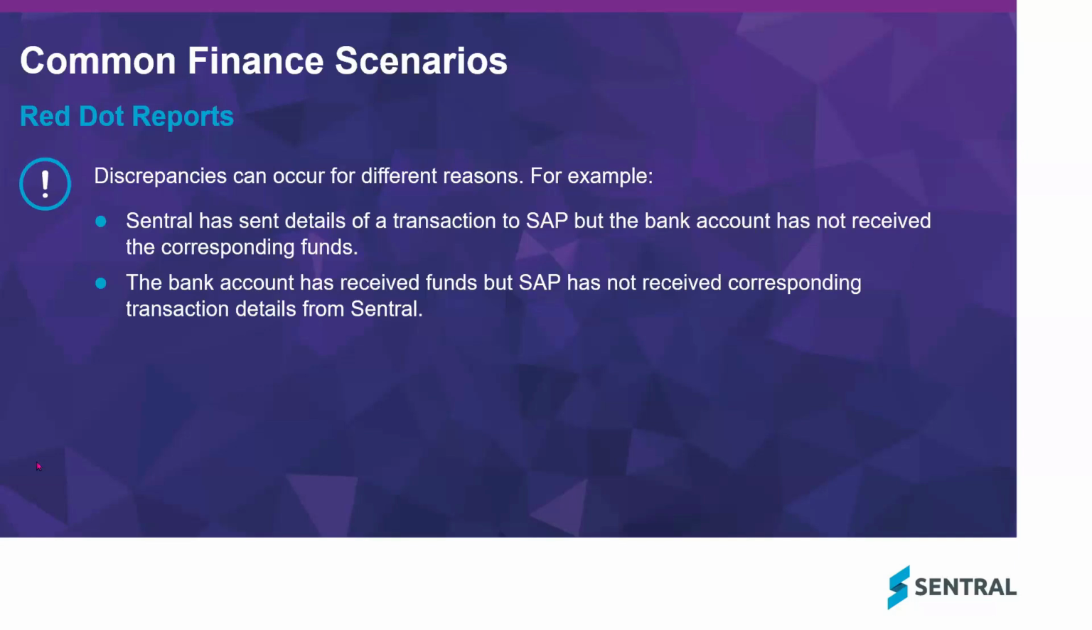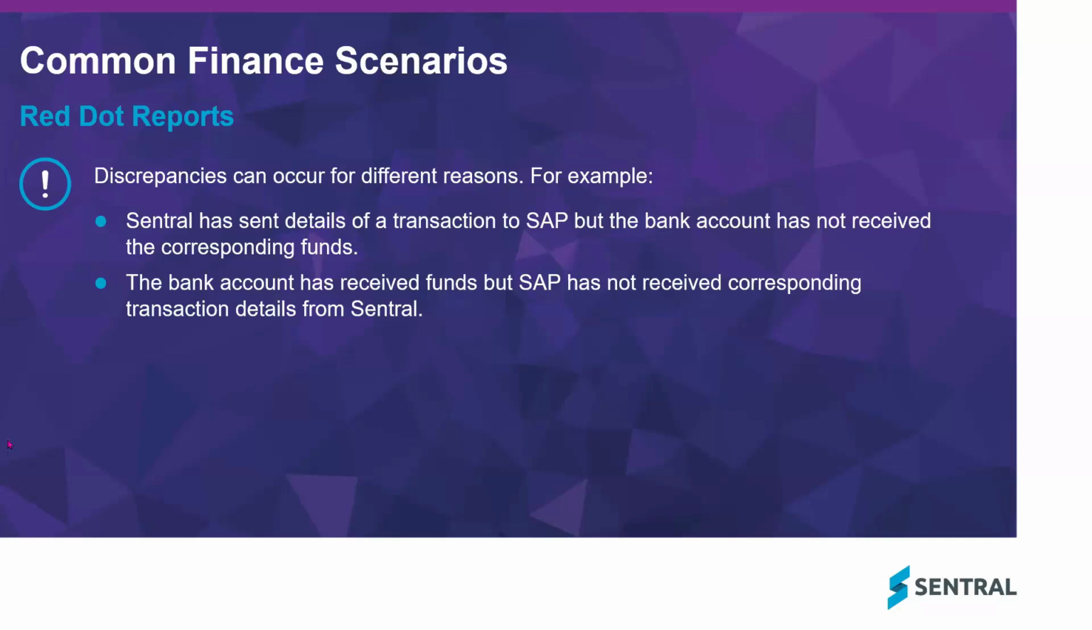So we'll start with the red dot, a well-known red dot report. So this is a reconciliation report from SAP that flags mismatches between what's processed in Central Finance and what's being received into the bank account. So while it sounds quite serious, it's usually caused by a handful of common scenarios that can be easily avoided with a bit of insight.